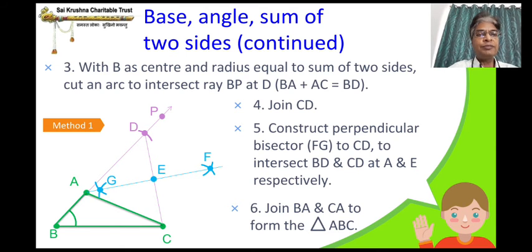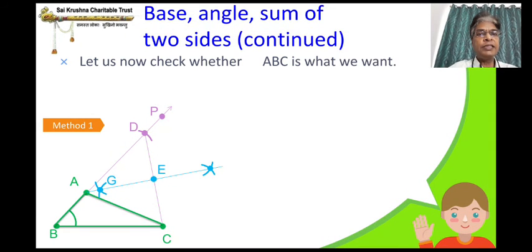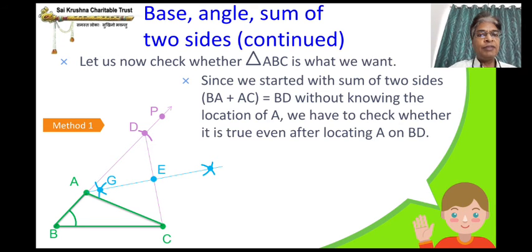Yes, let's proceed. Now we are going to see the proof. Let us now check whether ABC is the triangle we want. Carefully observe, since we started with the sum of two sides, BA plus AC equal to BD. That is what we drew, right? BD equal to BA plus AC. We drew an arc and then located the point D.